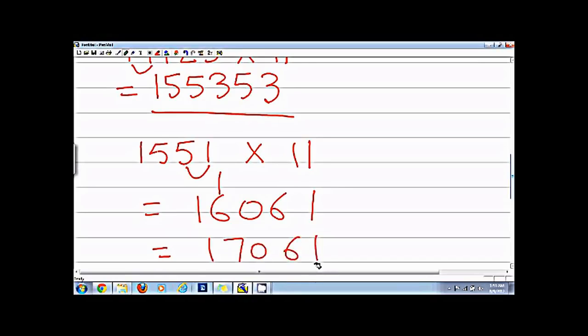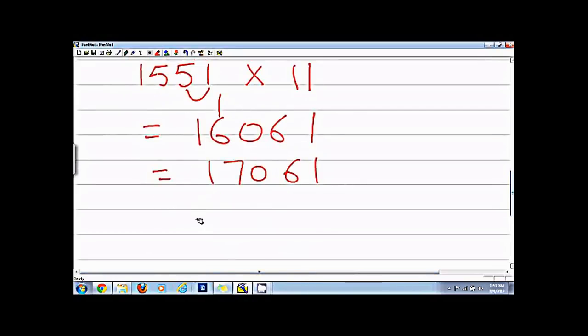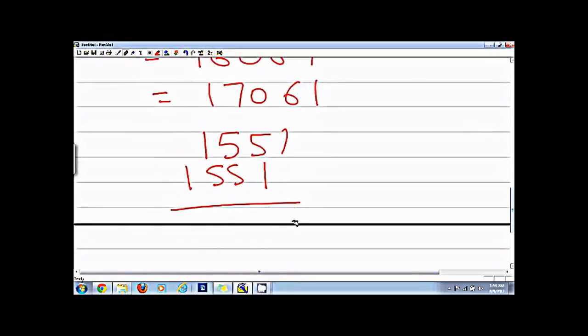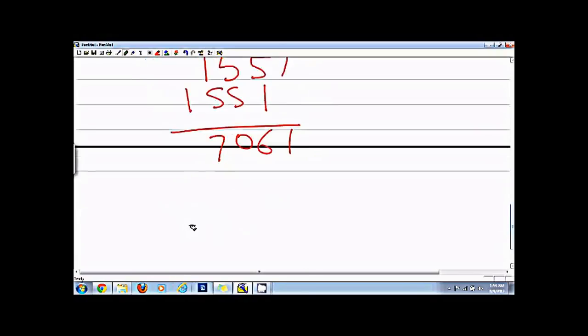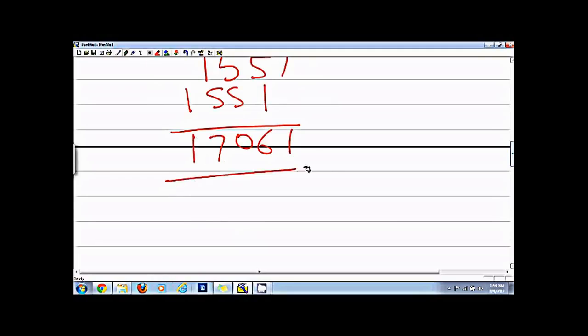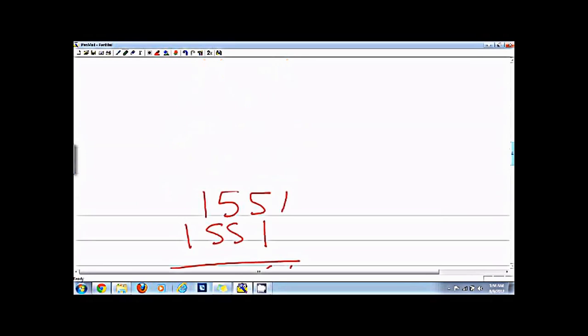Let's try to do it again. We write 1551 and then 1551. If I add them together, that will be equal to 1, 6, 10, 1, with a carry, so it will be 7 and 1. So you see, the answer is the same. If you take the carry, it becomes a little trickier, but you can still use the same approach.